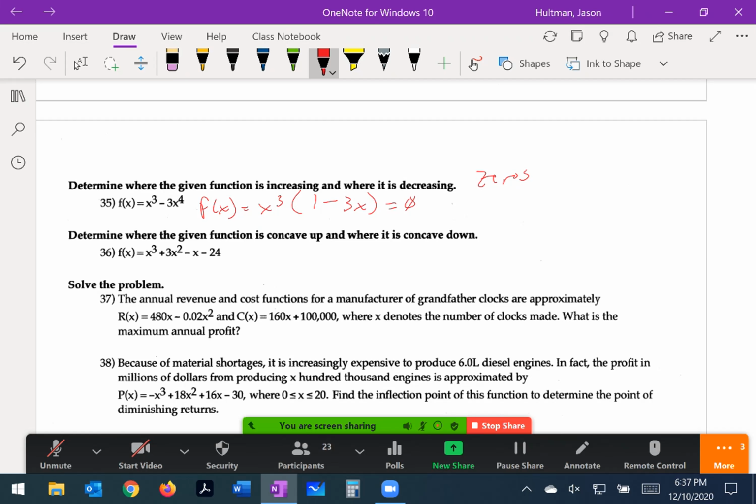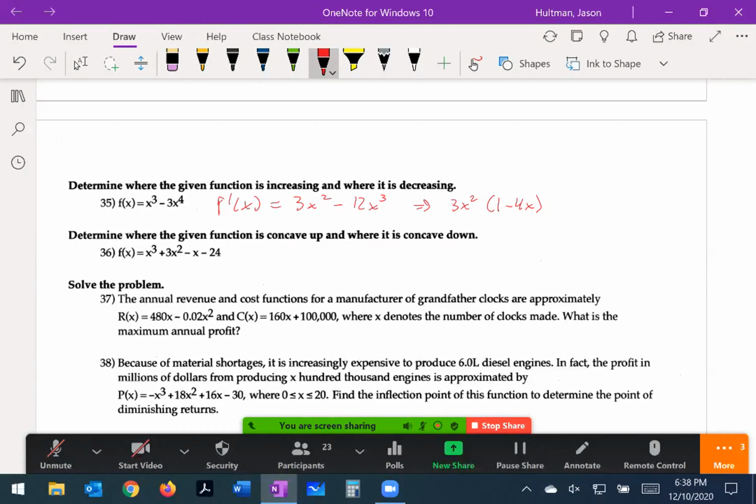May or may not help. Let's actually not find the zeros. Let's do the first derivative test here. So let's do f prime of x is equal to 3x squared minus 12x to the third. Okay, and now let's factor that guy. So this becomes 3x squared times 1 minus 4x. There we go. That's better.